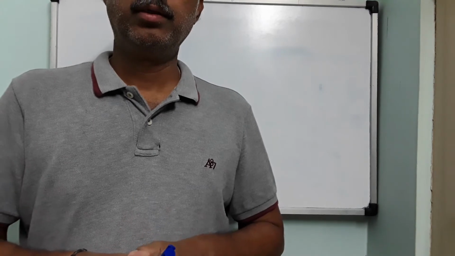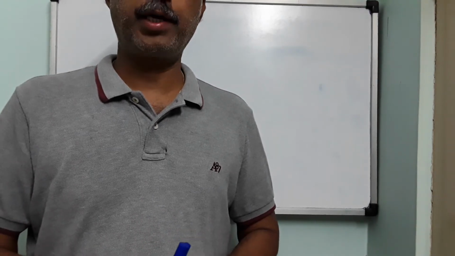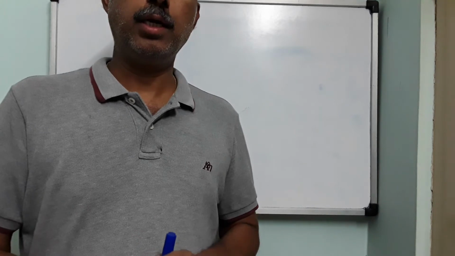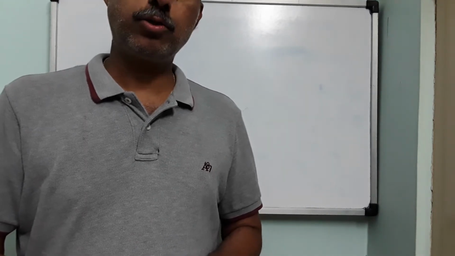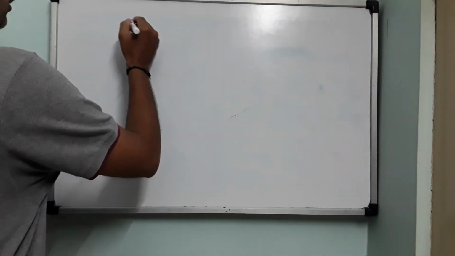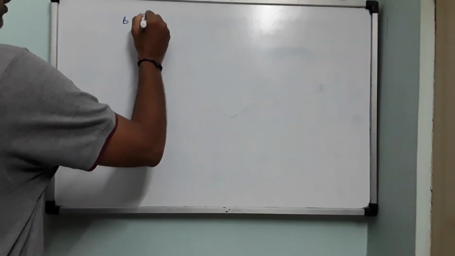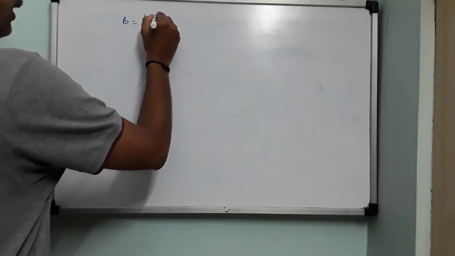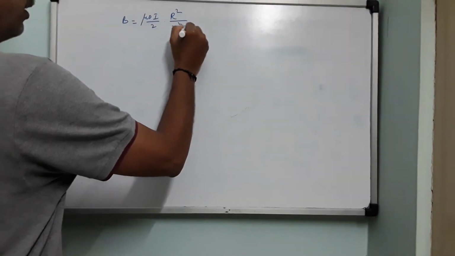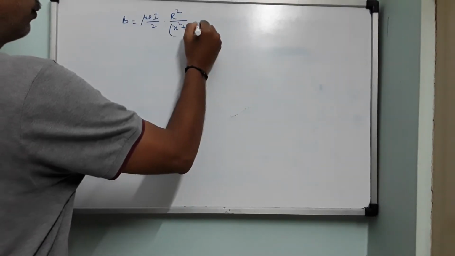Good evening. This is the third video lesson of magnetic effect of current. In the previous class, we derived expressions for the magnetic field at the center of a circular current carrying coil and also at any point on the axial line of the coil. We came to the derivation at the end: B equals mu naught I by 2 into r square by (x square plus r square) whole to the power of 3 by 2.